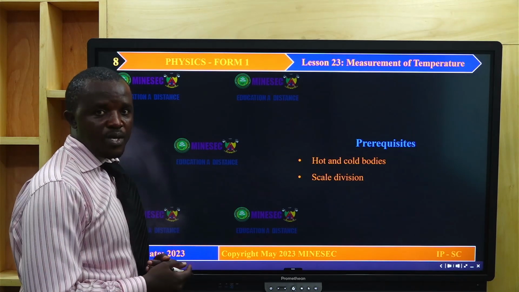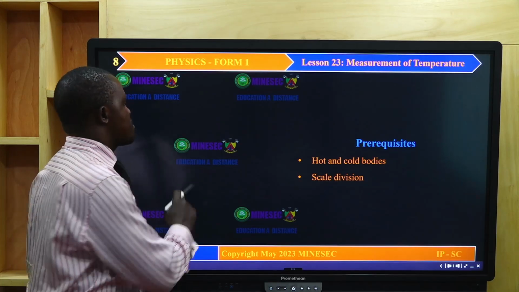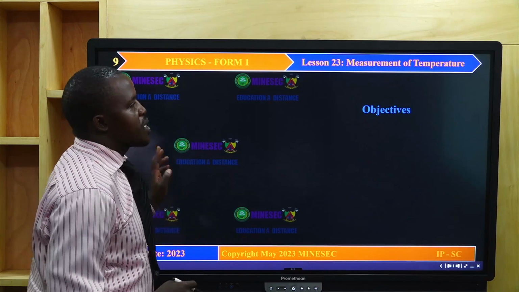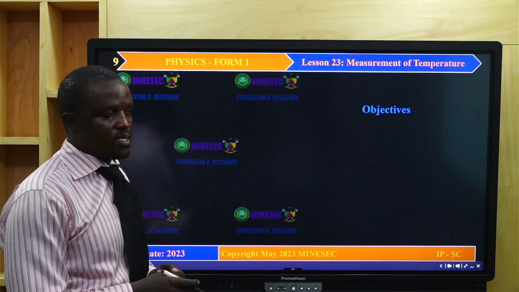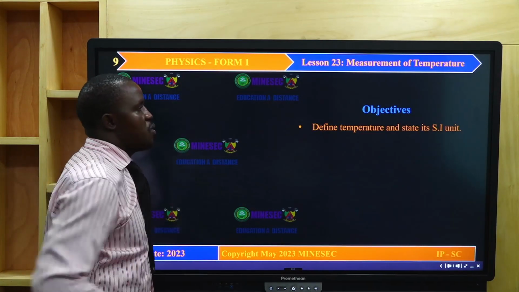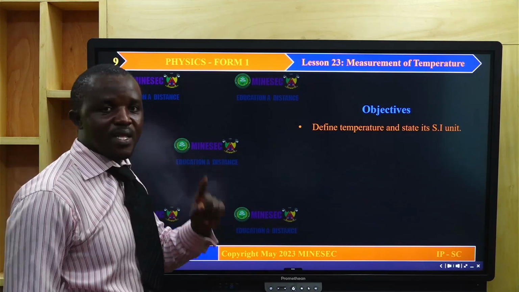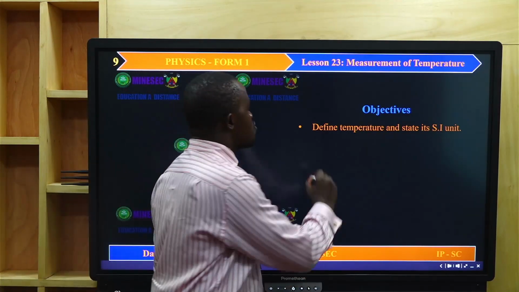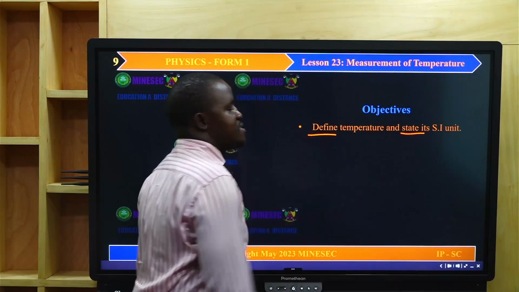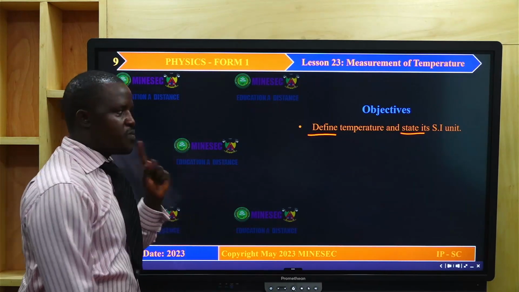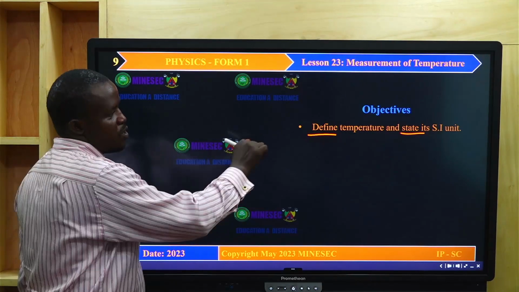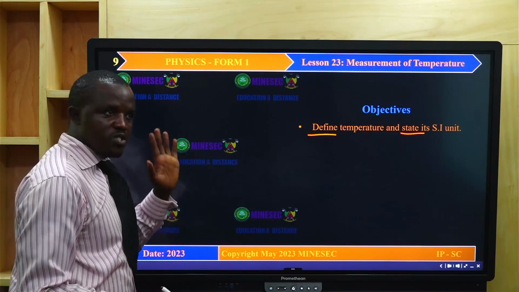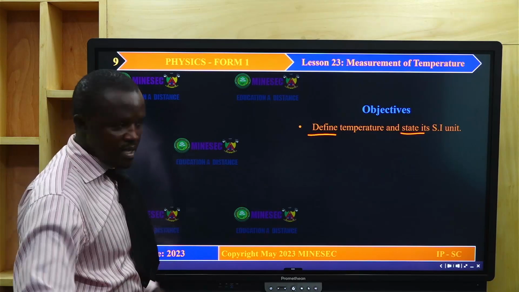And in a short while, you shall understand why I'm saying all of this, okay? By the time we are finishing this lesson, there are some things that I expect you to do. One of them is to define temperature and state its unit. There are two things, define and state. Defining only is not what I want. Stating the unit only is not what I want. You must define temperature and state its unit.